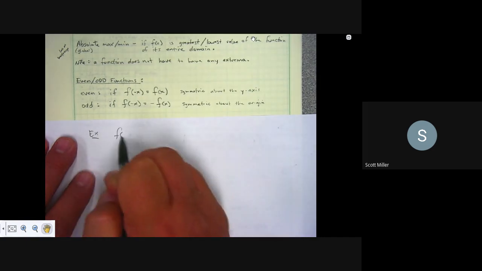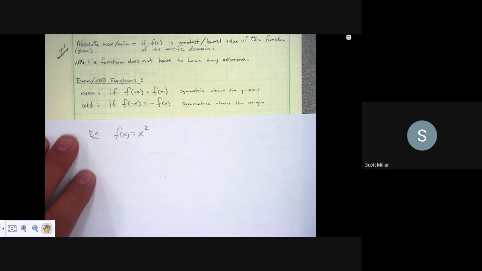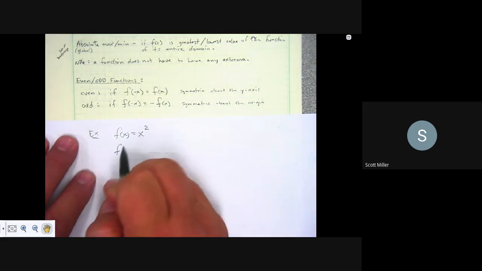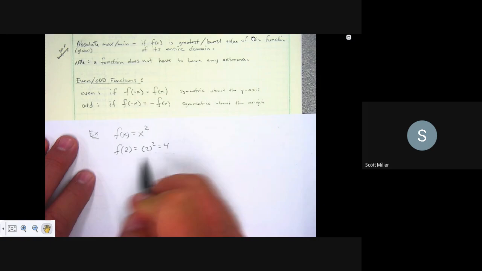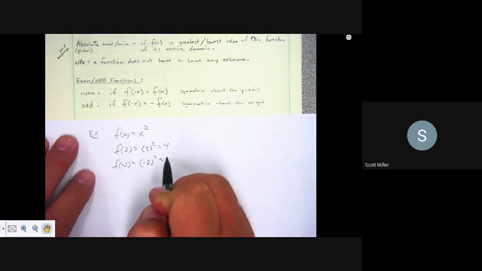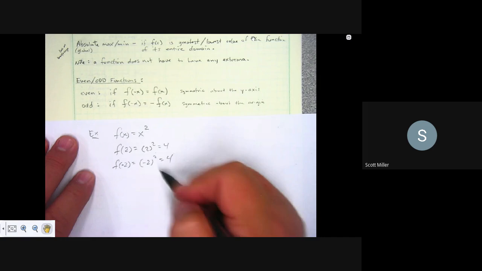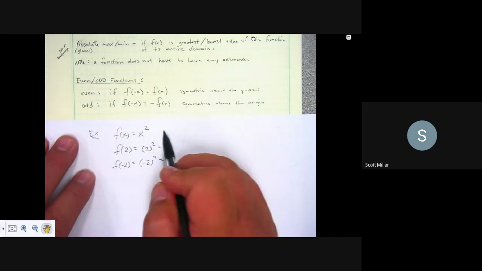Example, f of x equals x squared. This would be an even function. f of 2 is 2 squared, which is 4. f of negative 2 is negative 2 squared, which is 4. Because they have the same value, and this works for all values of x, this is even.